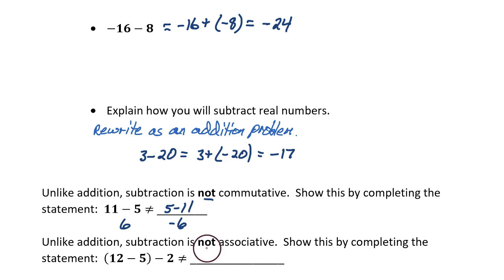Unlike addition, subtraction is not associative. Show this by completing the statement. Subtracting 12 and 5 first and then subtracting 2 is not equal to 12 subtract parentheses 5 subtract 2. 12 minus 5 is 7, and 7 take away 2 makes 5. But over here, working in the parentheses first, 5 subtract 2 makes 3, and 12 minus 3 makes 9.